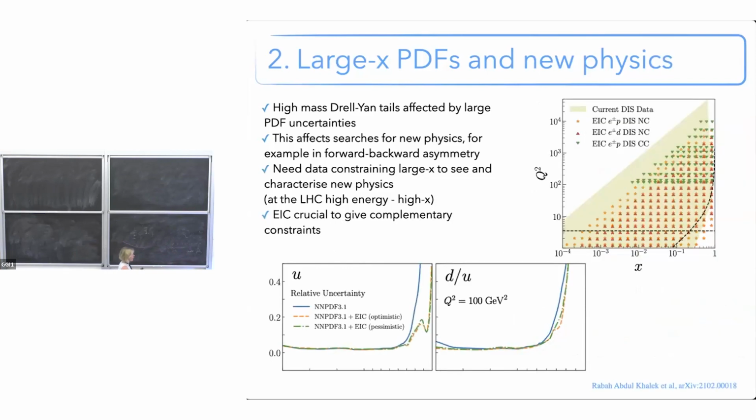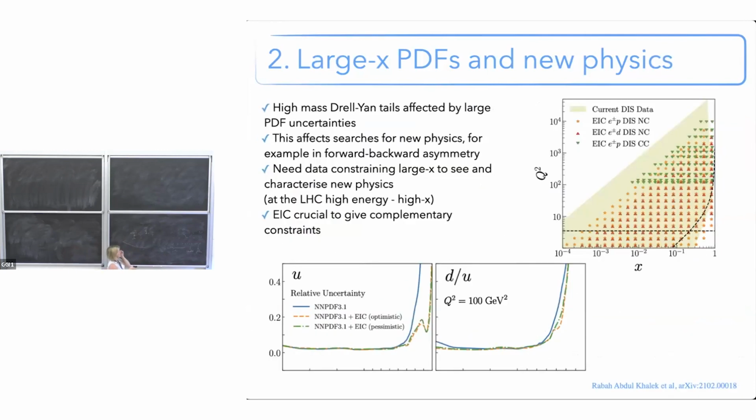This is the point. So how do you go to large x? You either go to low energy and large x, because you look at things at different angles. For example, the EIC will have a very large coverage of the large-x region at low energy, or you take the data at very large energy at the LHC.